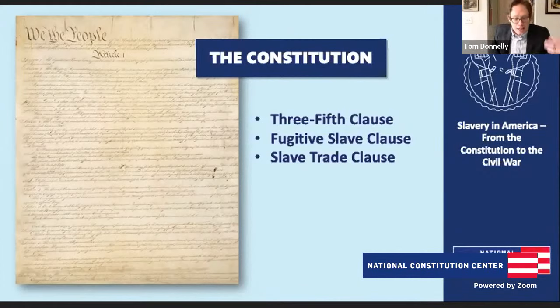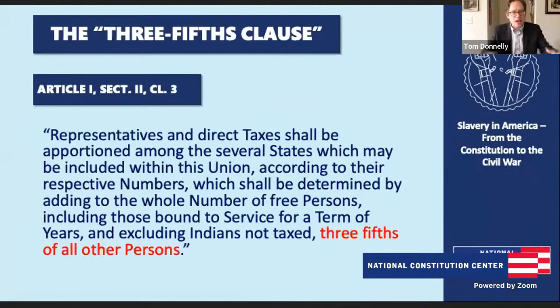In many ways, it's the most practical of these compromises. It has to do with how representation in Congress is going to work and where political power is going to lie. So Congress has two houses: the US House of Representatives, the US Senate. The US House of Representatives is organized by population. So states with a bigger population, with more people, have more seats in the House of Representatives. The 3/5 clause debate is all about how do we count enslaved people for purposes of representation in the US House of Representatives.